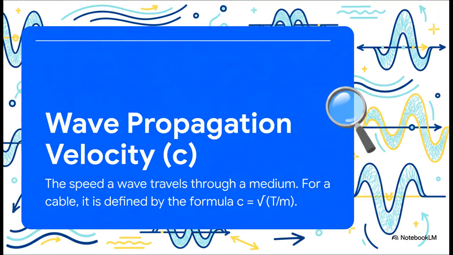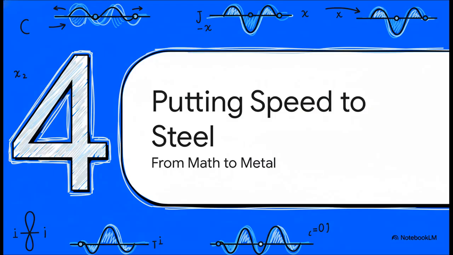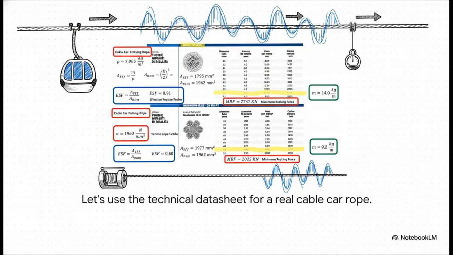Simple as that. Okay, this is where all that theory gets really exciting, because now we can stop talking about abstract ideas and use this equation to calculate a real number for a real thing. And for this, we're going to use the actual tech specs for a real deal heavy-duty steel cable. You know, the kind of thing you'd find on a ski lift or a cable car. We've got its size, its weight, its braking strength. Everything we need is right here.